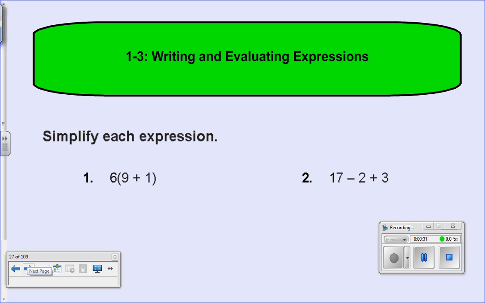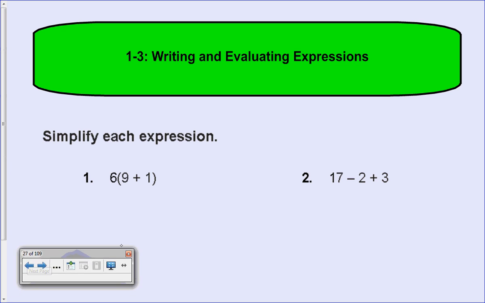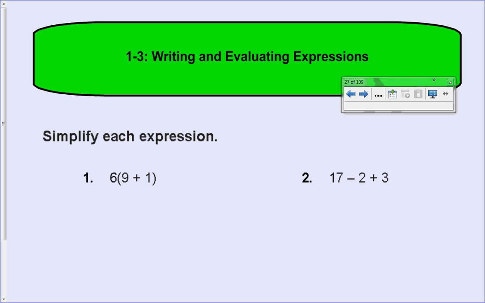Okay, and here's our warm-up. Simplify or solve each expression. This comes from yesterday's lesson on order of operations. So I'm going to give you a chance to solve these, and then we're going to check to make sure you get them right. So why don't you pause the video now?